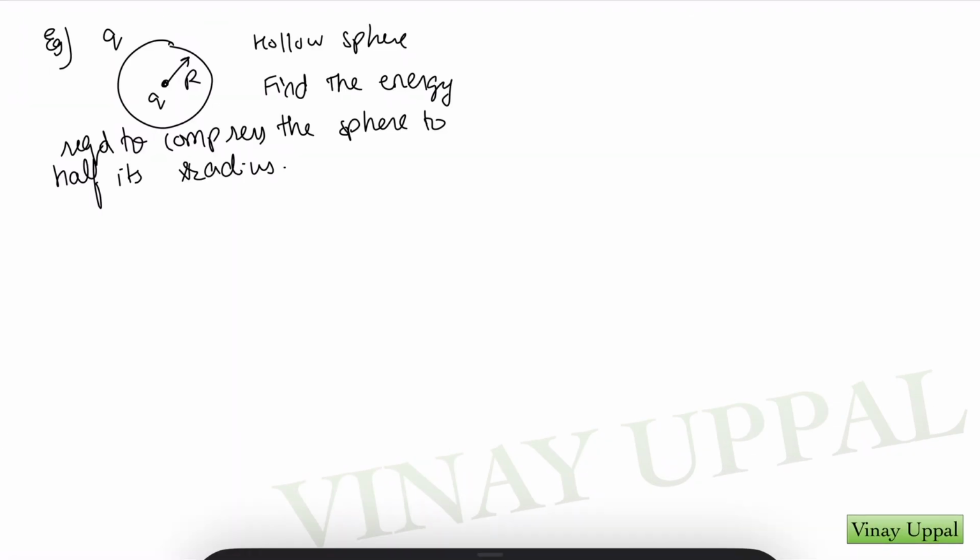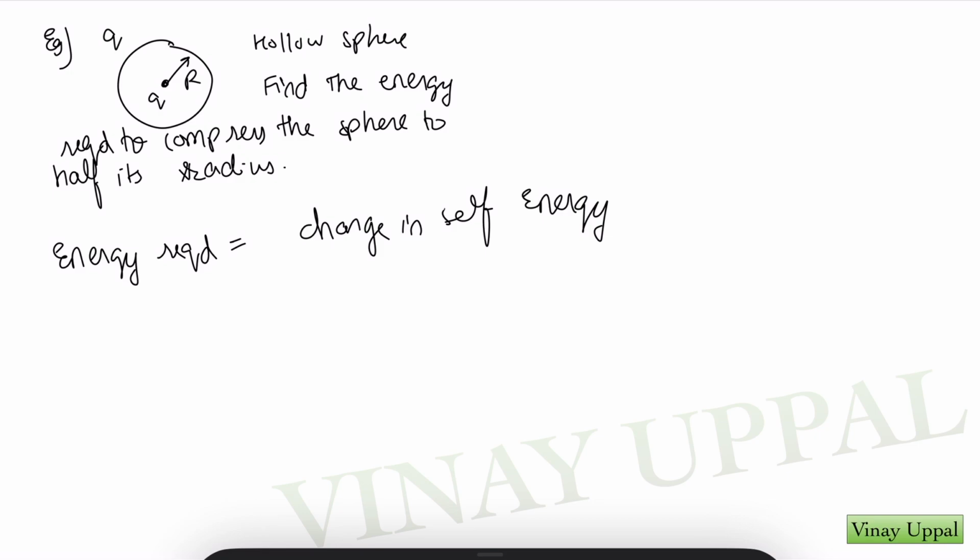So here the question says that I have a hollow sphere uniformly charged with charge small q and another charge of the same magnitude placed at the center of the hollow sphere. The question is asking us to find the energy required to compress the sphere to half its radius. So basically the energy that we supply will be the change in self energy of the system. Now here the self energy of the system is not just the self energy of the sphere, but you also need to include the interaction energy between the sphere and the point charge. So you can pause the video and give it a try, and then you can take a look at my solution.